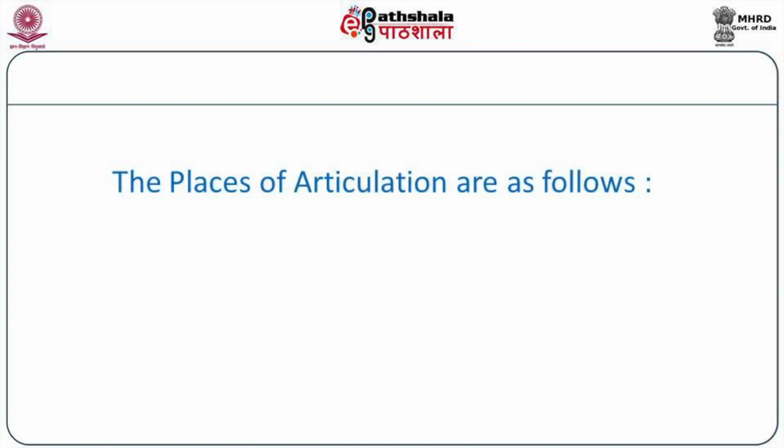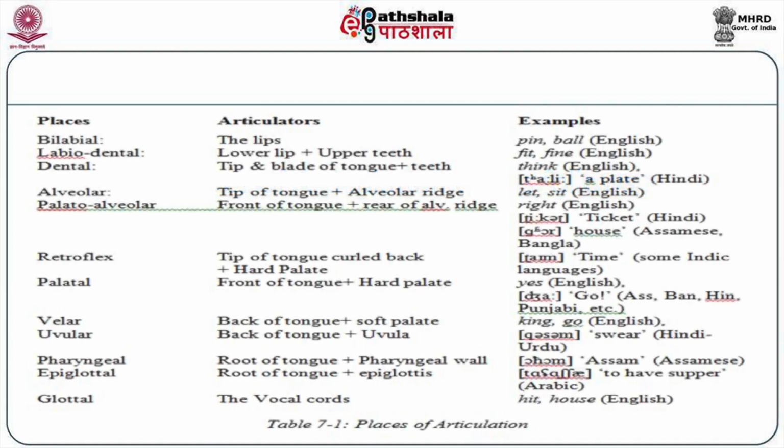Let us briefly review the places of articulation to which we were introduced in module 4. Take a look at the slide. As you go through the list of the places of articulation, you will notice there to be 3 columns. One, the names of the places of articulation. 2, the articulators involved in producing these places of articulation. And 3, examples of speech sounds for each of those places of articulation from English and from some Indic languages.